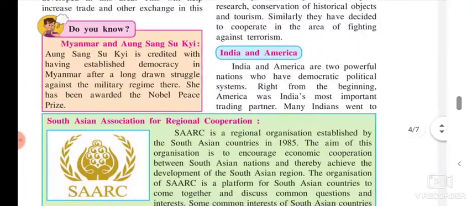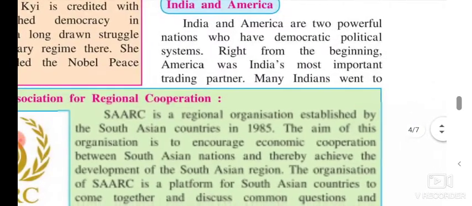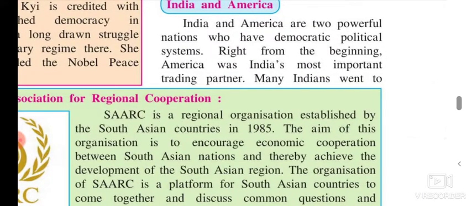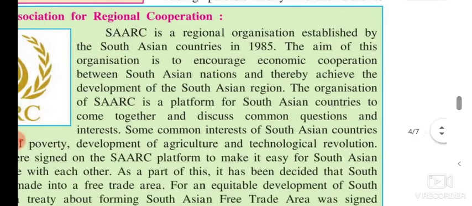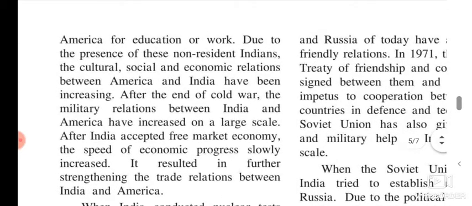Our next topic is India and America. India and America are two powerful nations who have democratic political systems. Right from the beginning, America was India's most important trading partner. Many Indians went to America for education or work. Due to the presence of these non-resident Indians, the cultural, social, and economic relations between America and India have been increasing. After the end of the Cold War, the military relations between India and America have increased on a large scale.